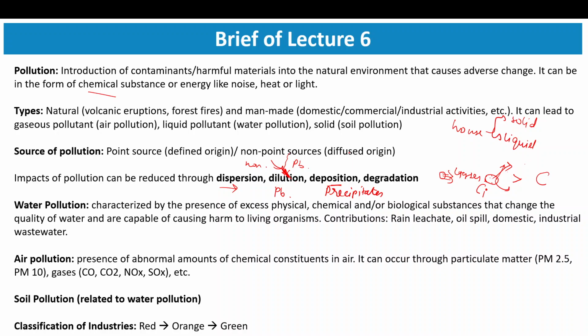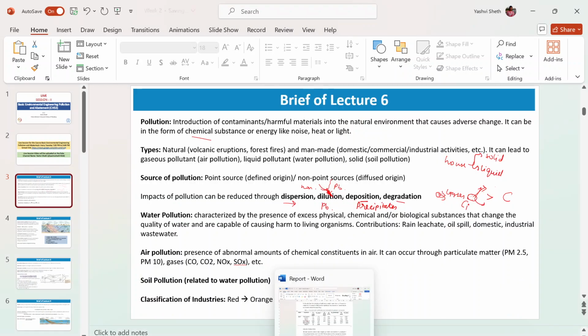And the last term is degradation. For example, there are various organic contaminants which are coming in water, and if they are getting degraded, then obviously their impacts are reduced. So degradation can also reduce the impacts of pollution. Is it clear till now?